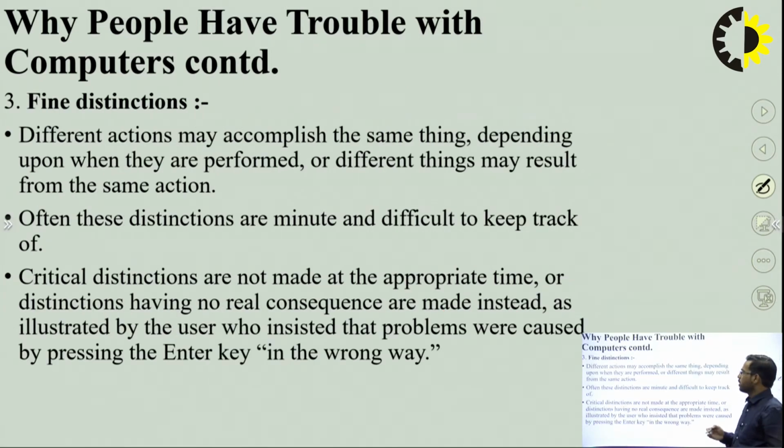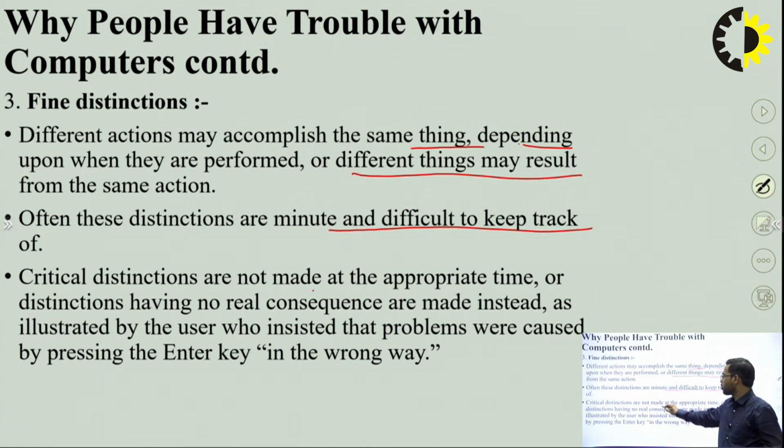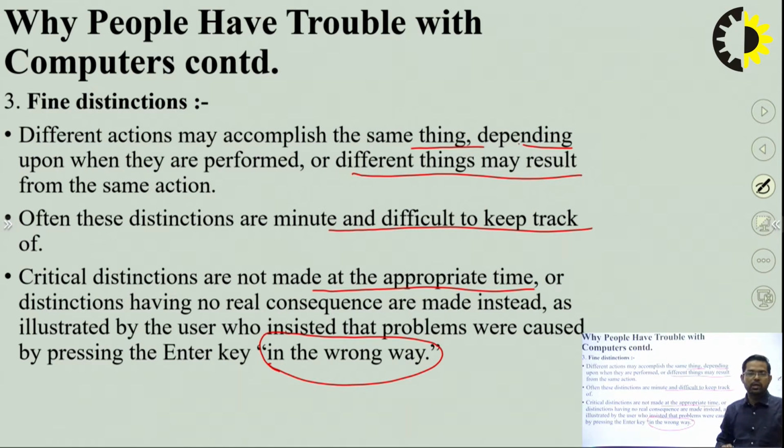Fine distinction: different actions may accomplish the same thing depending upon when they are performed, or different things may result from the same action. Often these distinctions are minute and difficult to keep track of. If critical distinctions are not made at the appropriate time, or distinctions that have no real consequences are made, problems result, illustrated by the user who states the problem, just like pressing the enter key in the wrong way, so that it is given to another operation, and the action is performed.